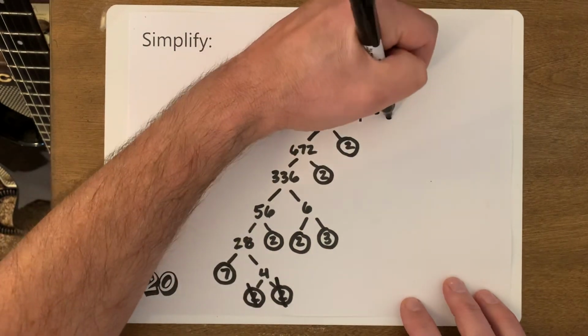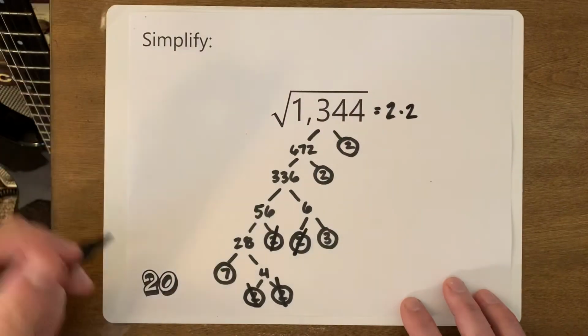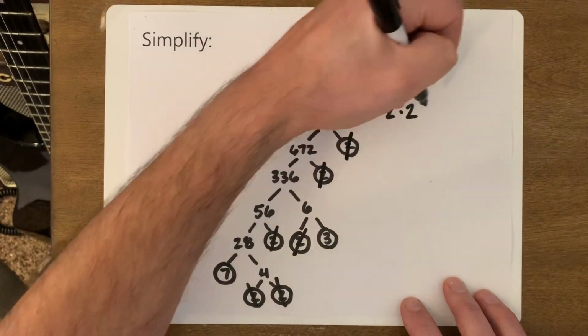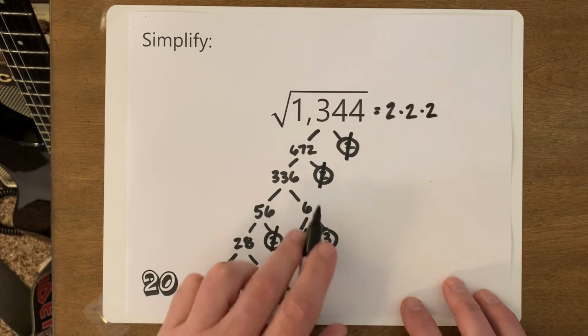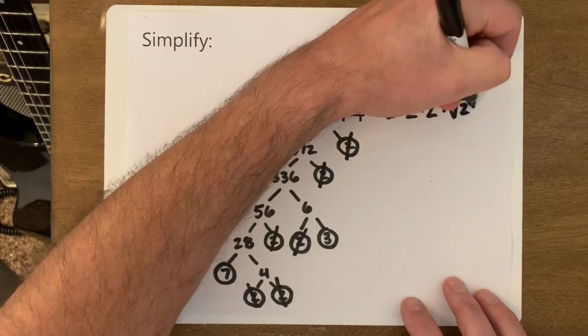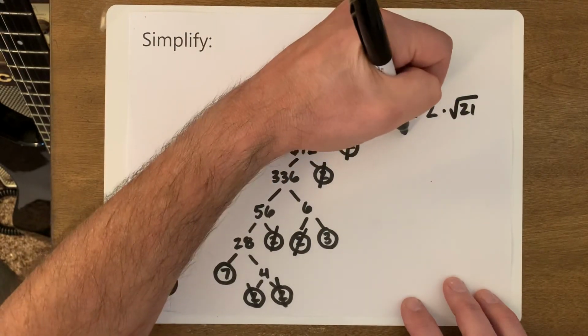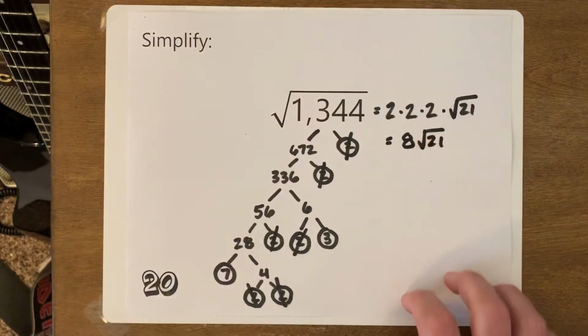So there's a pair of 2s. I've got another pair of 2s. There it is. I've got another pair of 2s. Okay, what do I have left? A 7 and a 3. So that's what, 21? So times root 21. 2 times 2 times 2 is 8. Root 21.